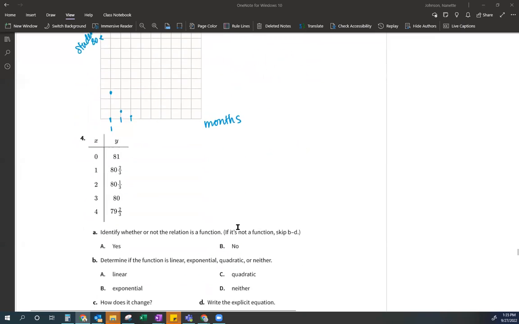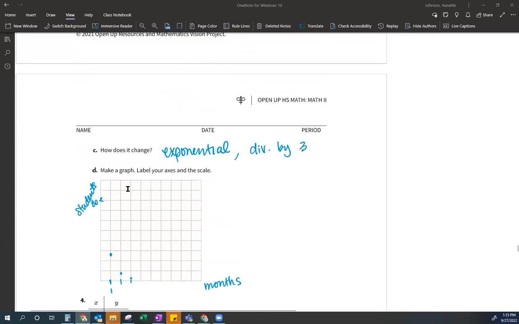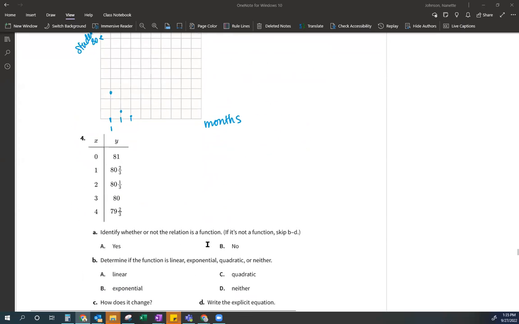Number 4, someone said, okay, so first we have to do all those things. Is this a function? So can you guys look at this and tell me, is this a function? Yes or no? Does this represent a function? Yes, very good. It is a function. Exactly. Ms. Johnson, how do you know if this is a function?